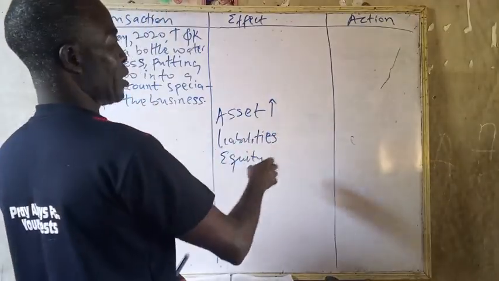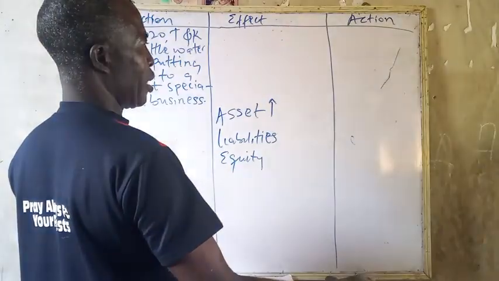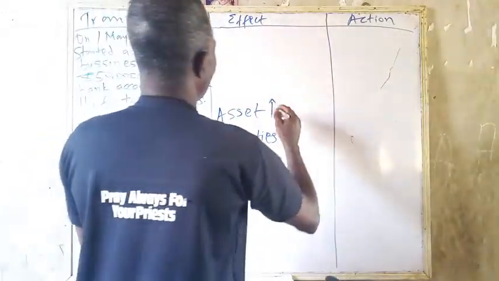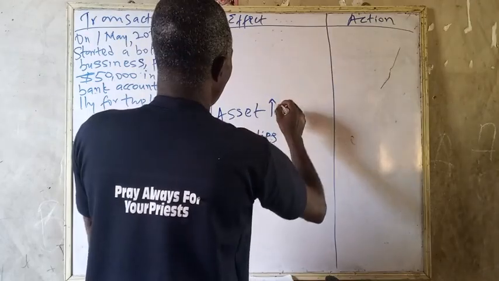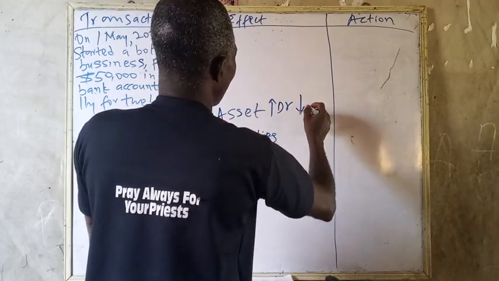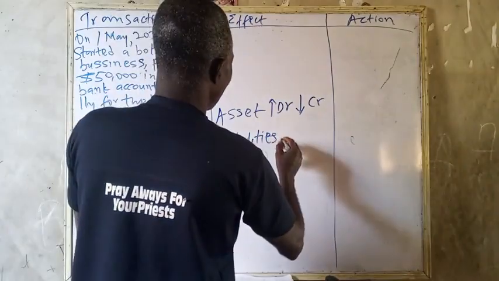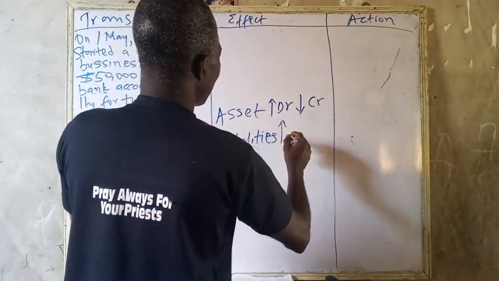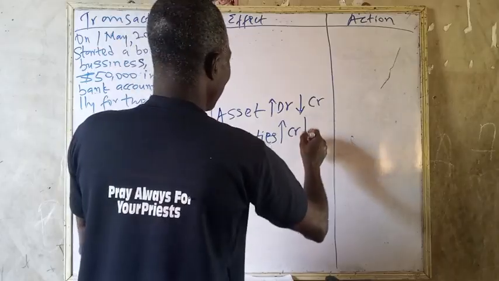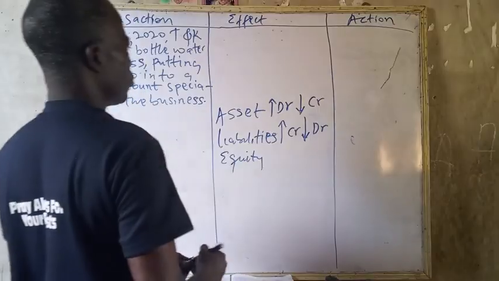This is part of the golden rules I'm going to give at the end of the account. There are 5 golden rules, but I'm giving 3 now. When assets increase, the action to take is debit. When assets decrease, the action to take is to credit. When liabilities increase, the action to take is to credit. When liabilities decrease, the action to take is to debit.